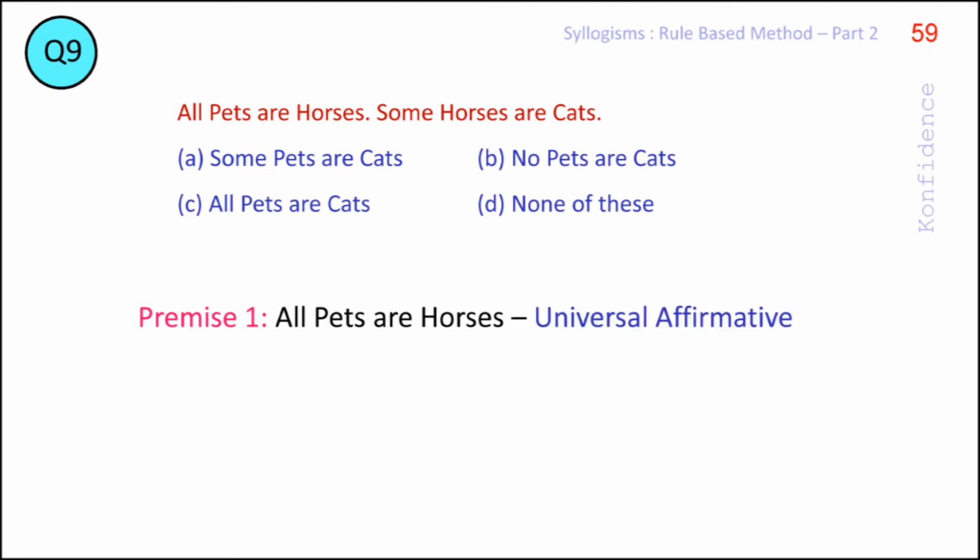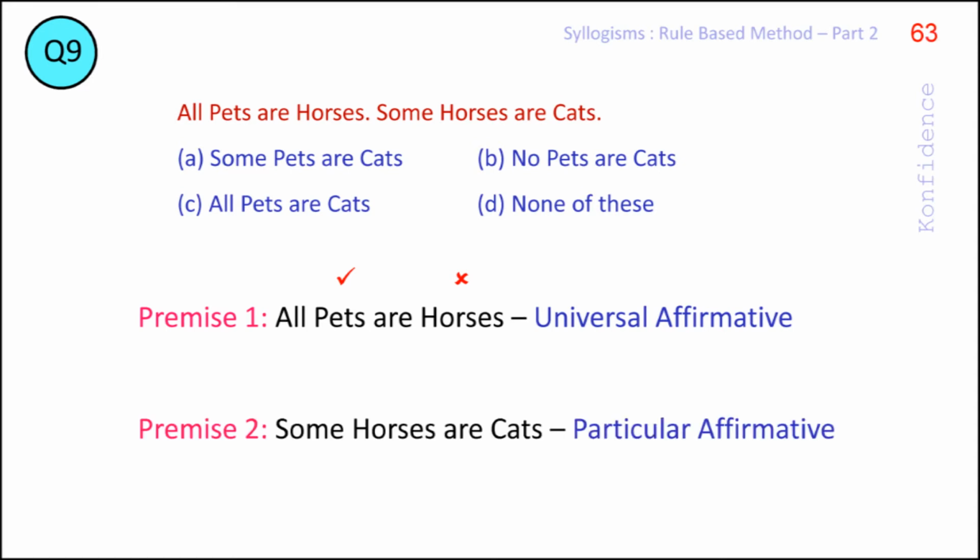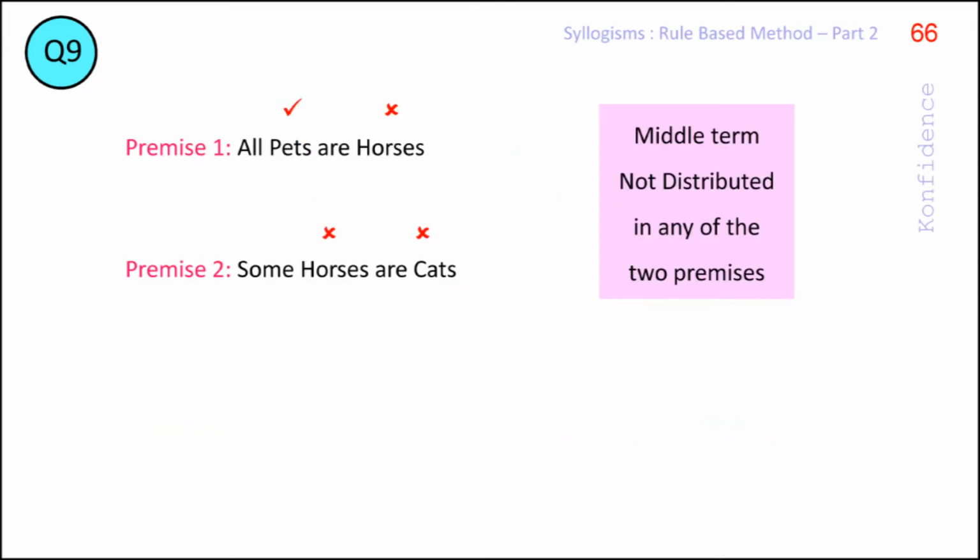The first premise is a universal affirmative premise. So the subject pets is distributed and the predicate horses is not. The second premise is a particular affirmative premise. Both the subject horses and the predicate cats are not distributed. Observe the distribution pattern of the middle term horses. The middle term horses is not distributed in any of the two premises.